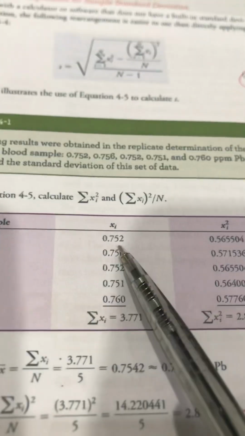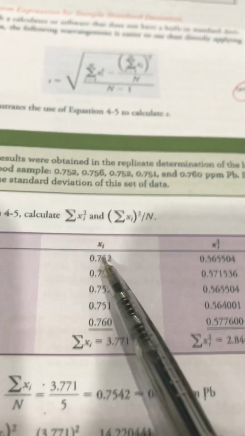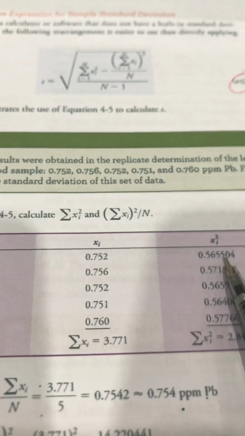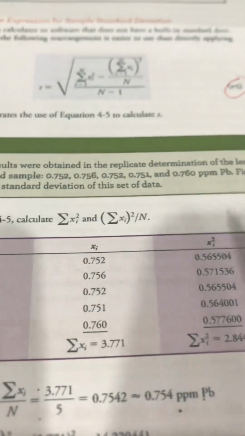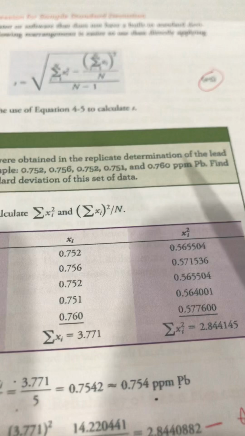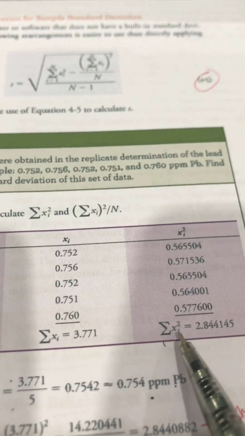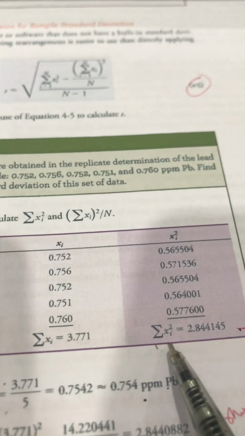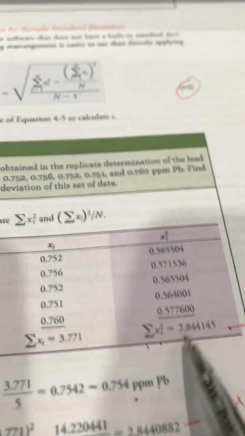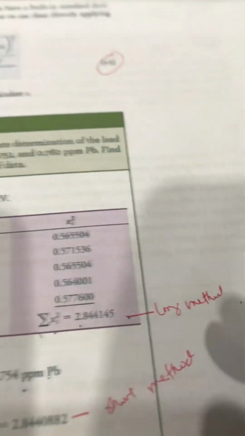The next thing that you will do is get the square of the data. For example here, 0.752 squared, and you will get 0.56554, and so on. And then you will also get the total of that, the summation of the squares of our data, and that will give you a total of 2.844145, and that is what you call the long method.